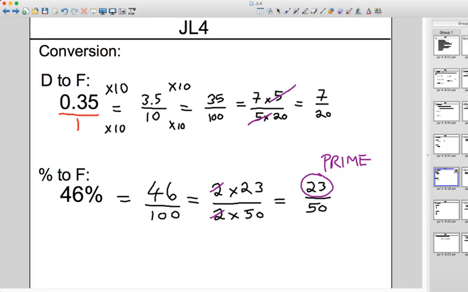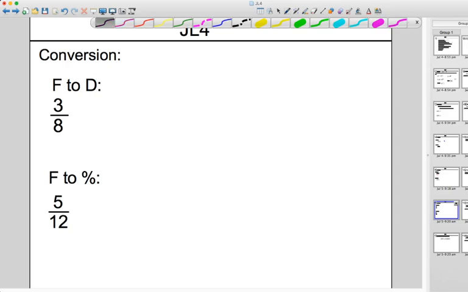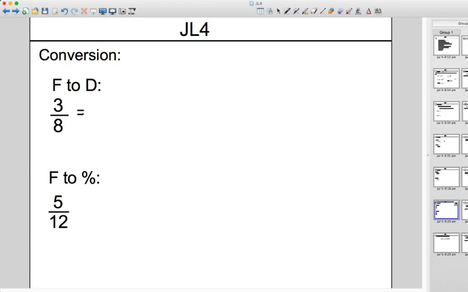Next one is a fraction to a decimal. 3 over 8. How do I do that? Well, what does this mean? This means 3 divided by 8.